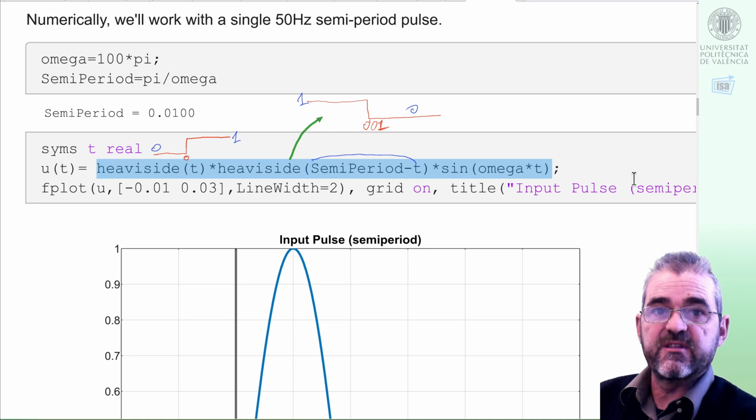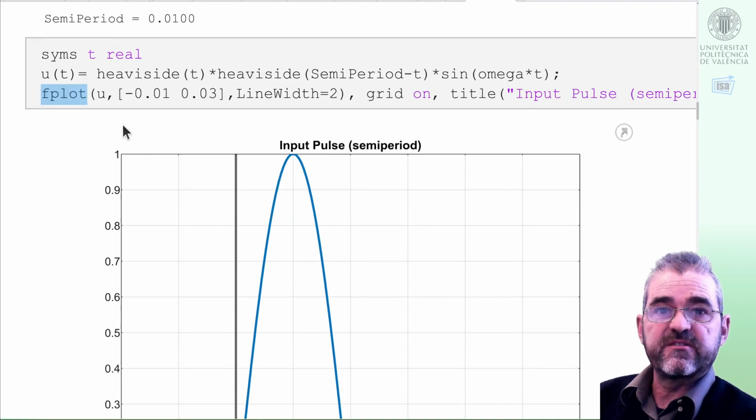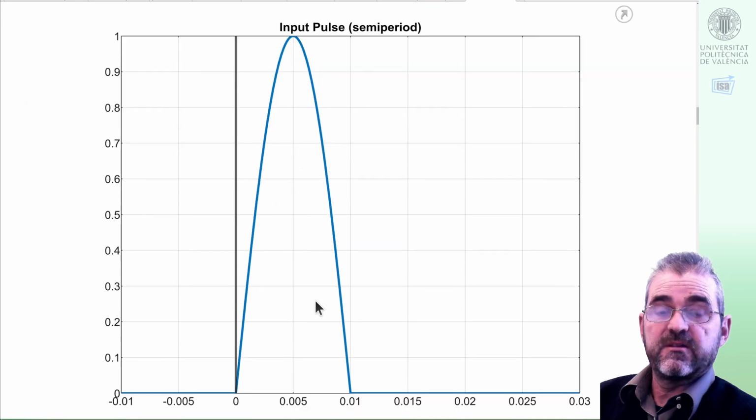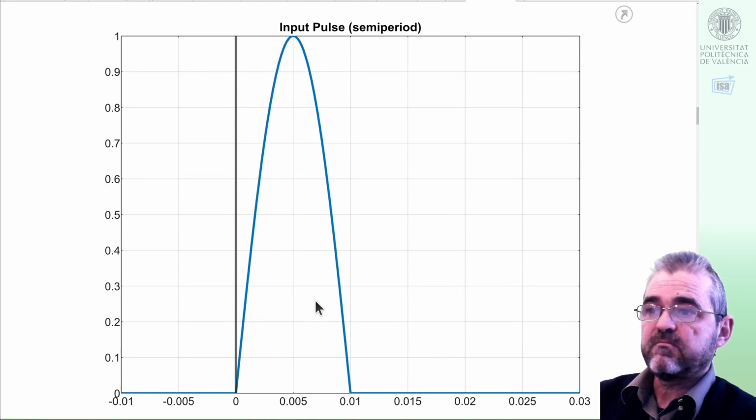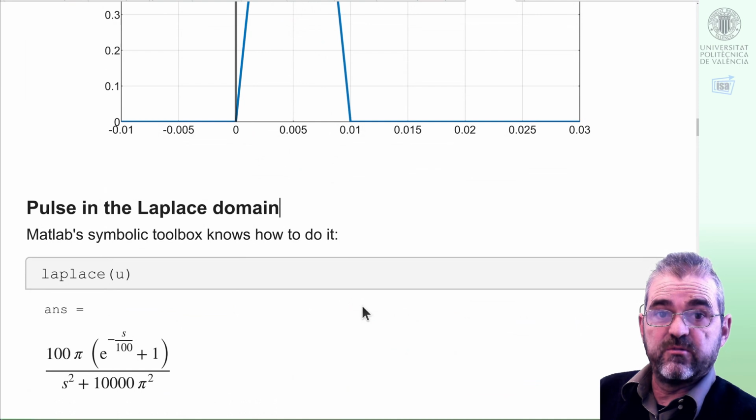So good, once we have this u of t, we can plot that function of time with fplot, and here we have the input pulse whose Laplace transform we wish to compute. How can we compute that? Well, Matlab's Symbolic Toolbox knows how to do it. So if I ask which is the Laplace transform of that u, we get this.